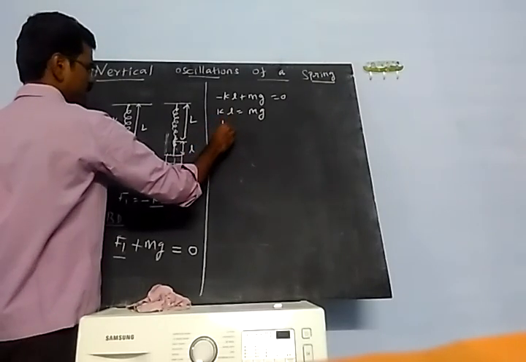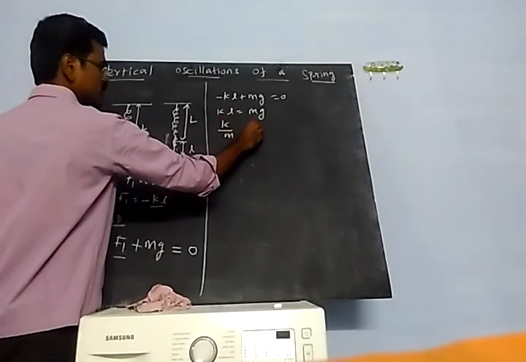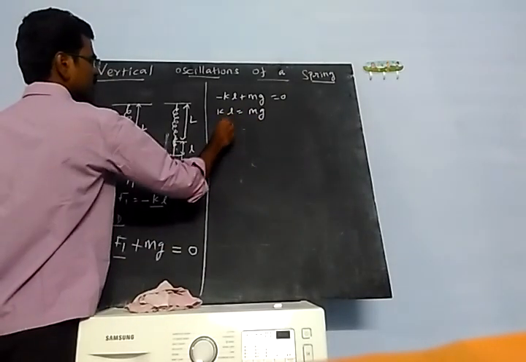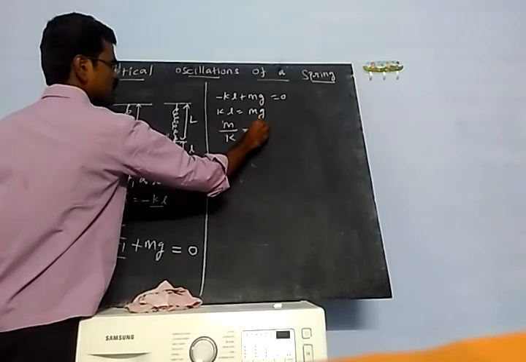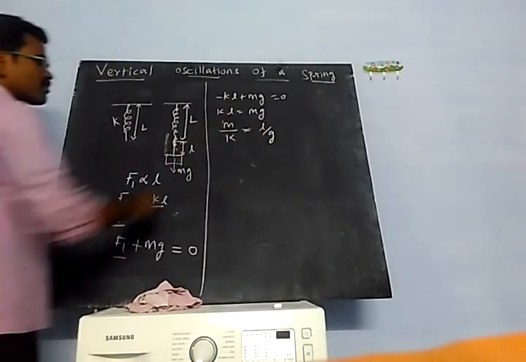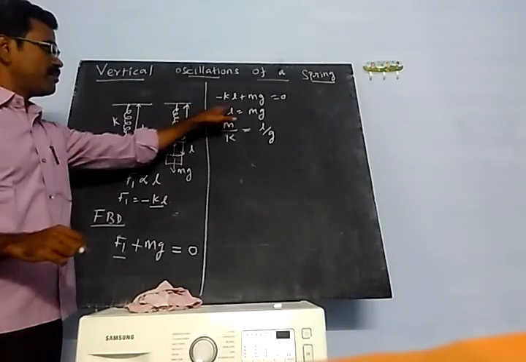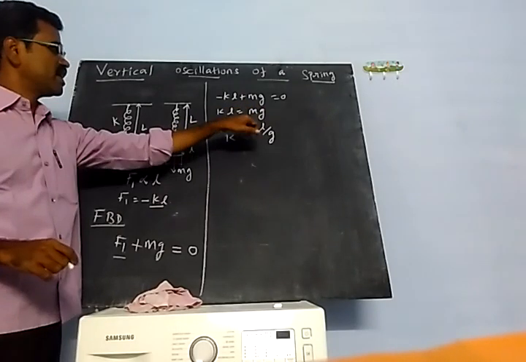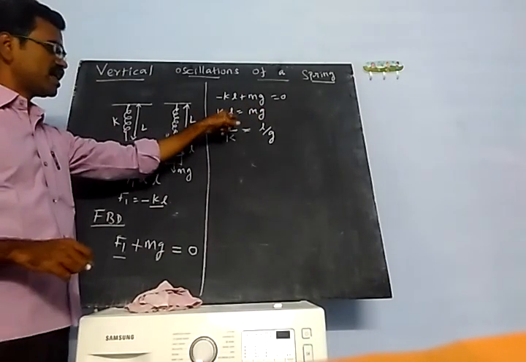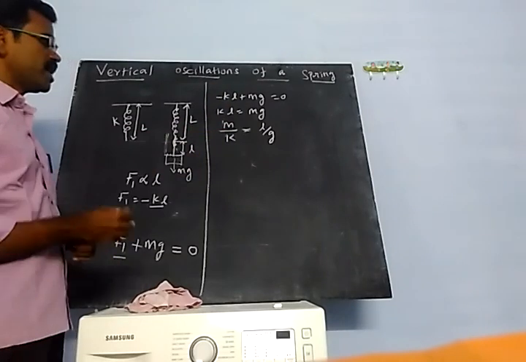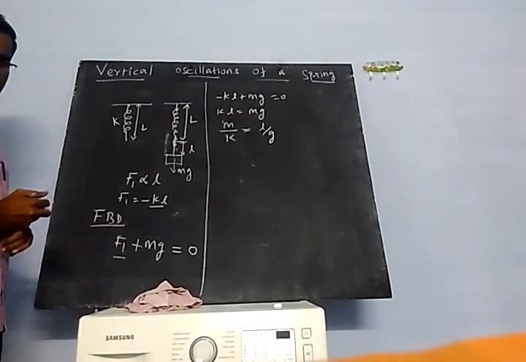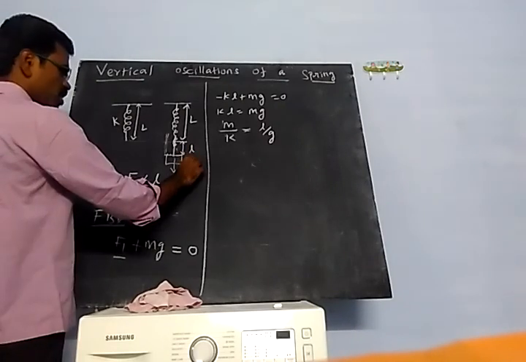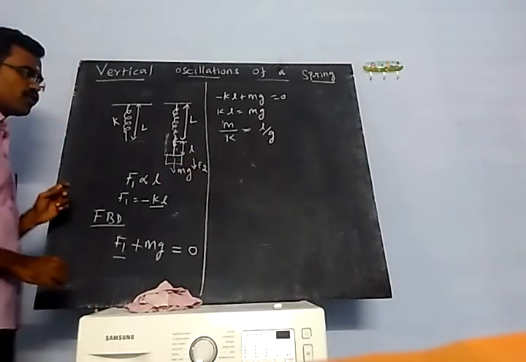Then, rearranging this equation, m by k is equal to l by g. Do you understand?